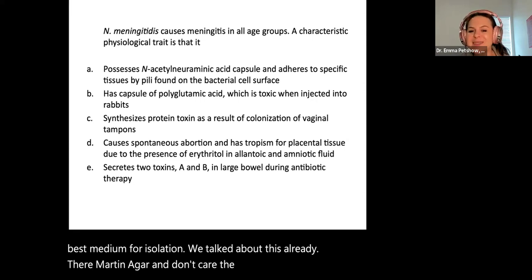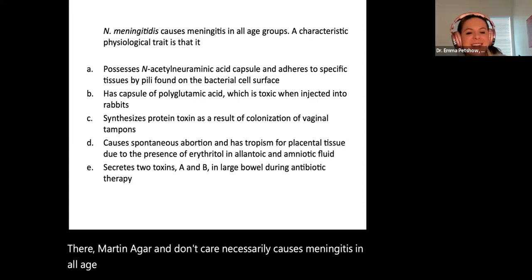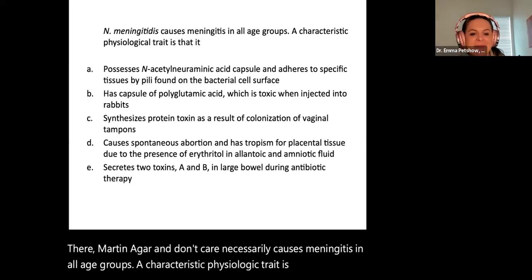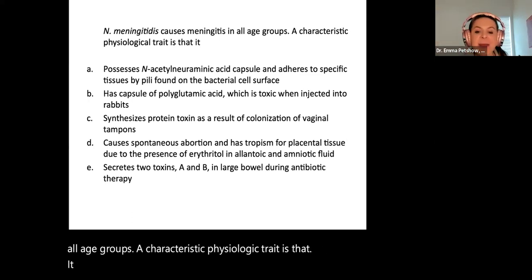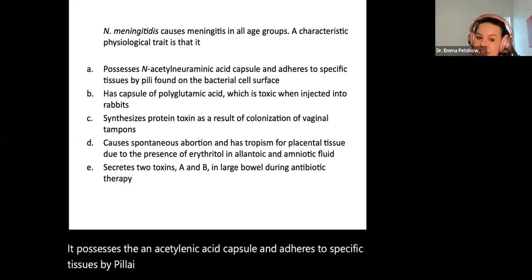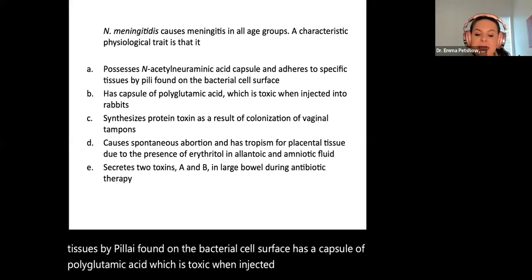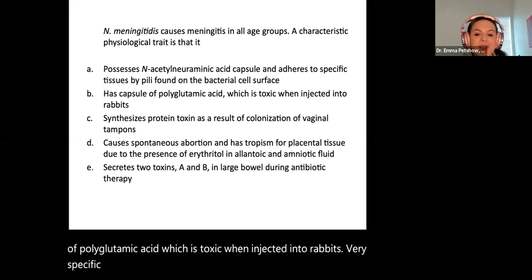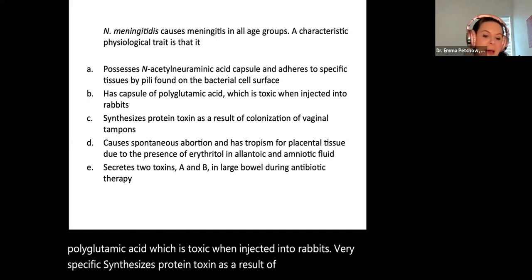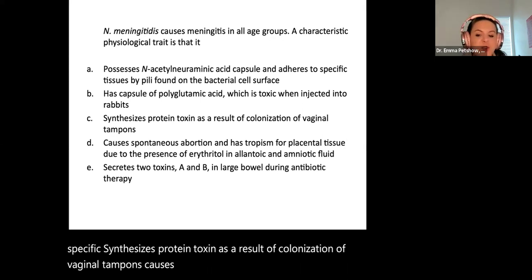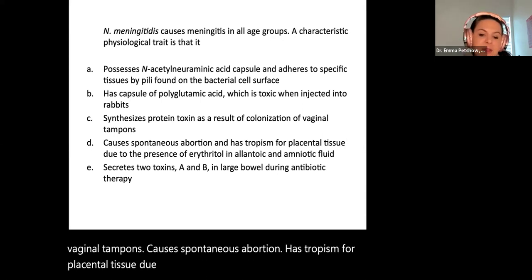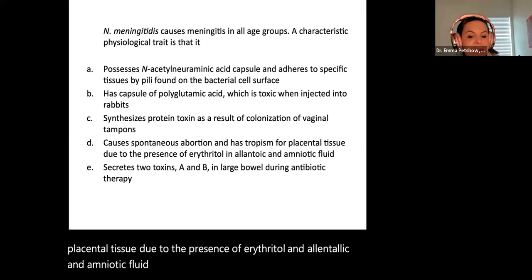Neisseria meningitidis causes meningitis in all age groups. A characteristic physiologic trait is that it possesses the N-acetylneuraminic acid capsule and adheres to specific tissues by pili found on the bacterial cell surface. Has a capsule of polyglutamic acid, which is toxic when injected into rabbits, very specific. Synthesizes protein toxin as a result of colonization of vaginal tampons. Causes spontaneous abortion, has tropism for placental tissue due to the presence of erythritol and allantoic and amniotic fluid. Secretes 2 toxins, A and B, in large bowel during antibiotic therapy.